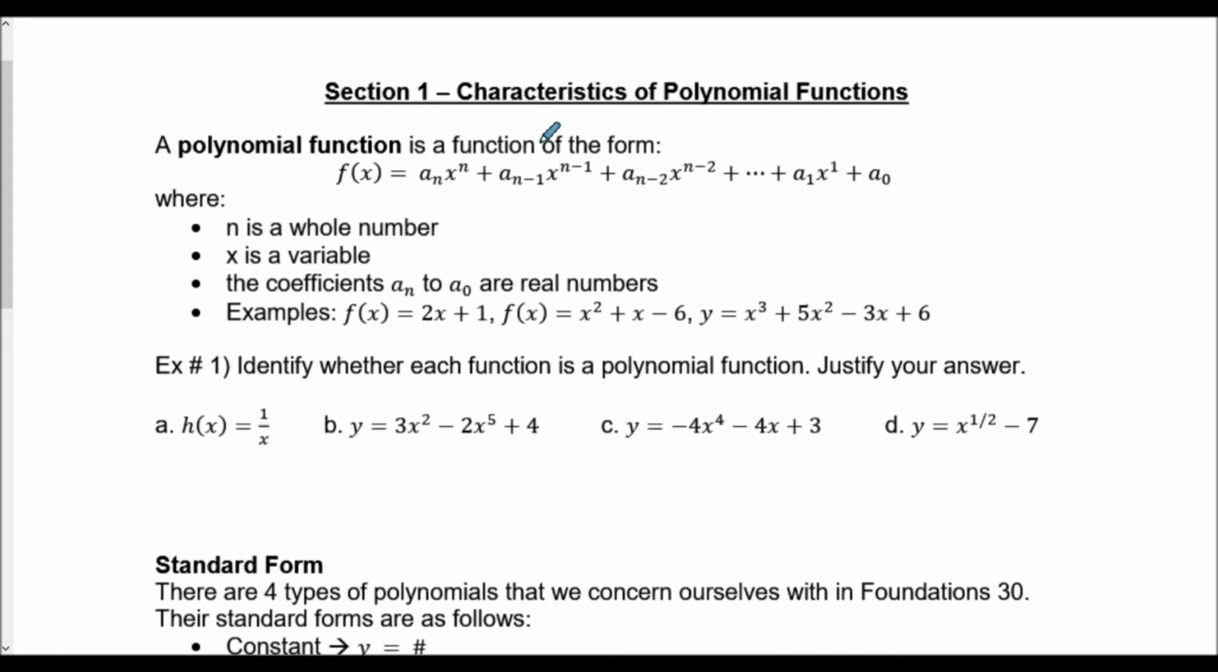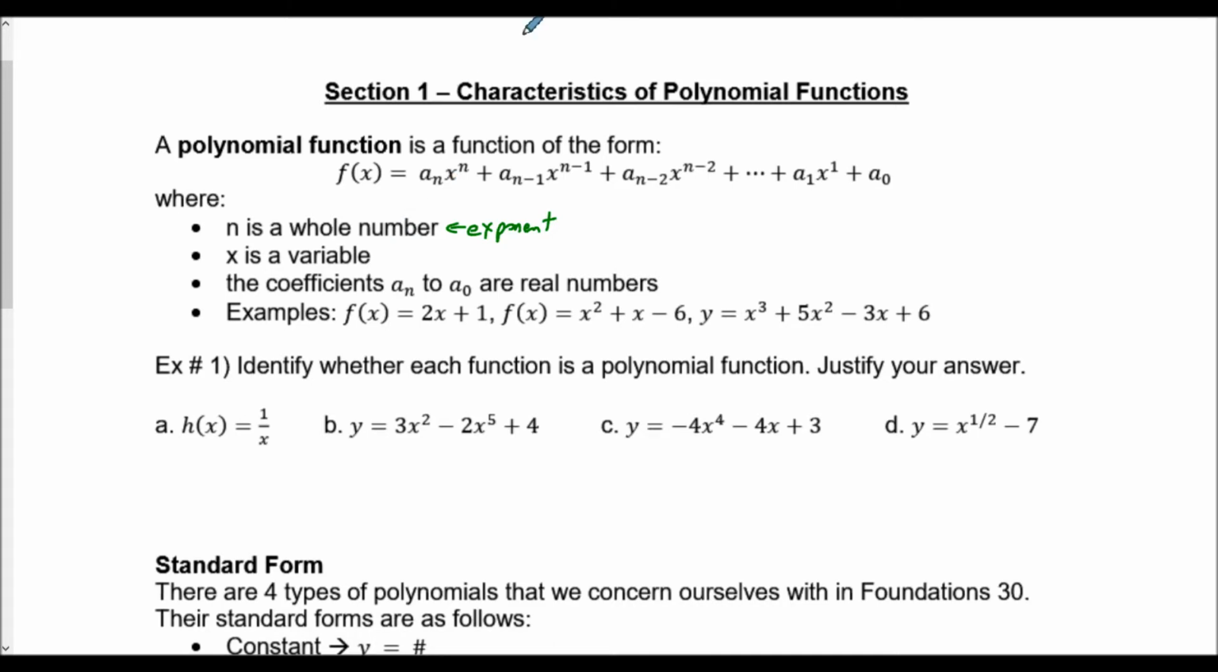So a polynomial function is a function of the form a_n x to the power of n plus a_(n-1) x to the power of n minus 1 plus, so on and so forth. All that means is the n for the exponent is a whole number. So it can't be any fractions, can't be any decimals, can't be any negatives, it has to be a whole number.